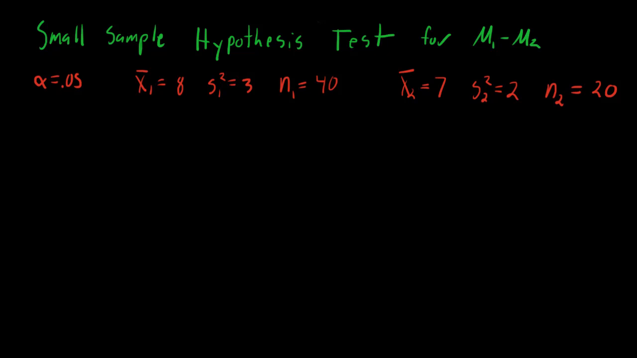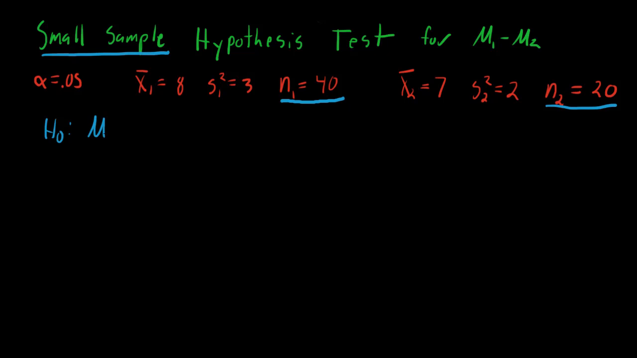test, where we need to check to see that n1 is less than 30, which does not appear to be the case, or that n2 is less than 30, which does appear to be the case. So since we have n2 is less than 30, since n2 is equal to 20, we can use our small sample hypothesis test.